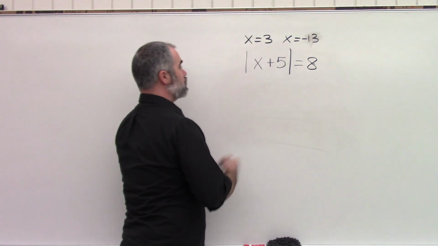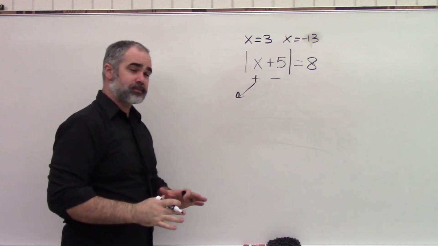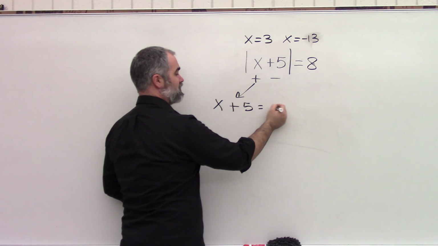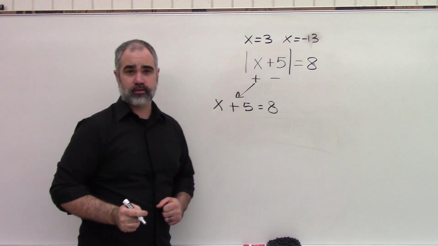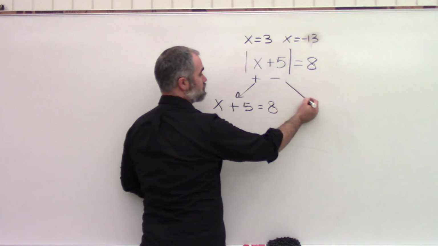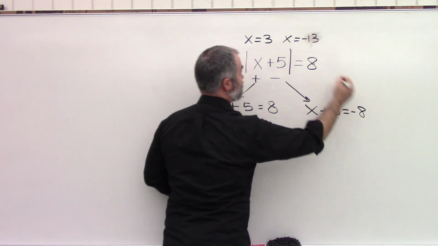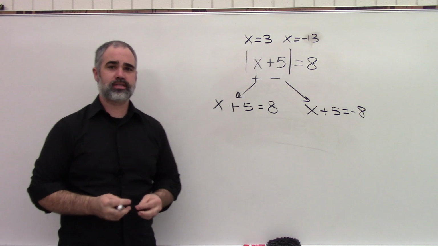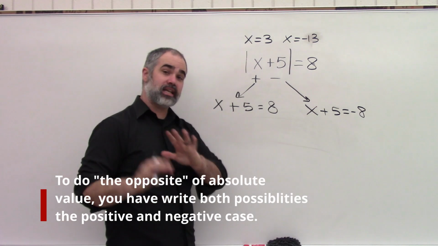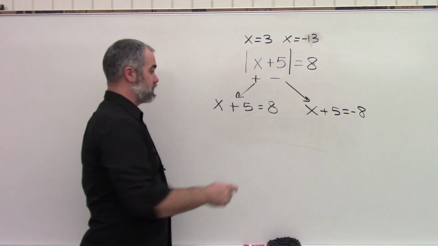Because again, I don't know if this was positive or negative to begin with. So let's see what happens. I want to rewrite this. I'm going to say, well, it could have been x plus 5 was positive 8 all along, if x is 3. Or it could have been x plus 5 equaled negative 8, because x was negative 13. You don't know. So you have to write down both possibilities. And if you solve both possibilities, you'll get the answer that we figured out in our head to begin with.